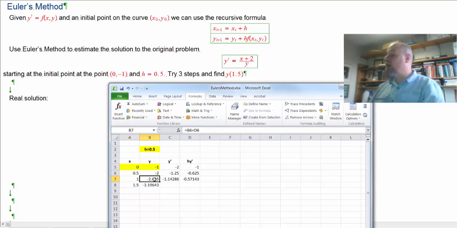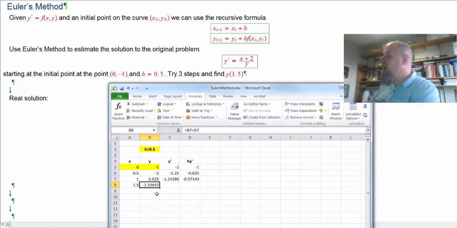There's my next x value and y value, respectively. Replug those two x, y points into my slope formula, recalculate the slope as minus 1.14 and change. I go over a half, so I drop down half of this amount, and my new y value is equal to my old y value plus h y prime. Now there's an approximation. My approximation is when x is equal to 1.5, y is equal to minus 3.19. That's using Euler's method.